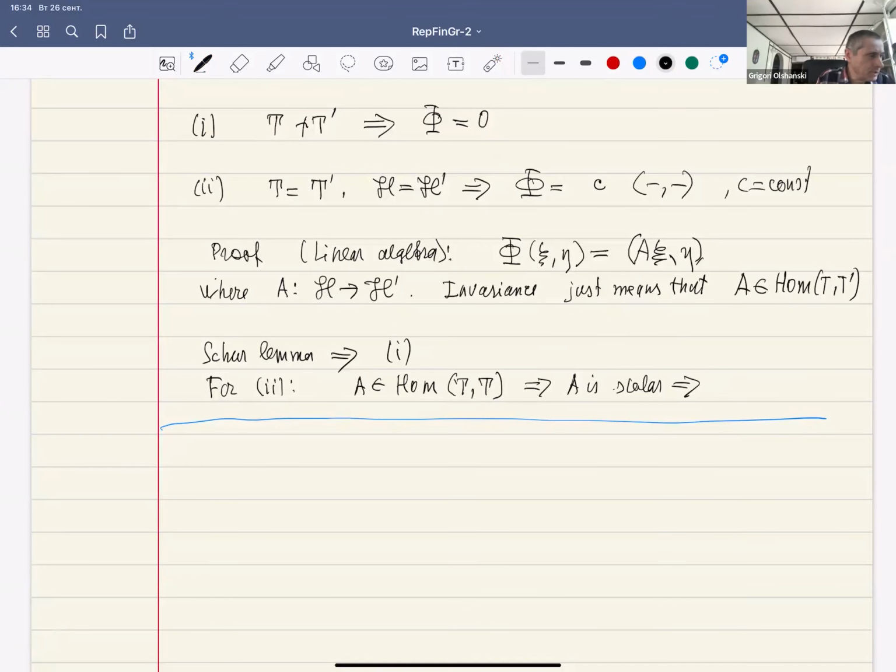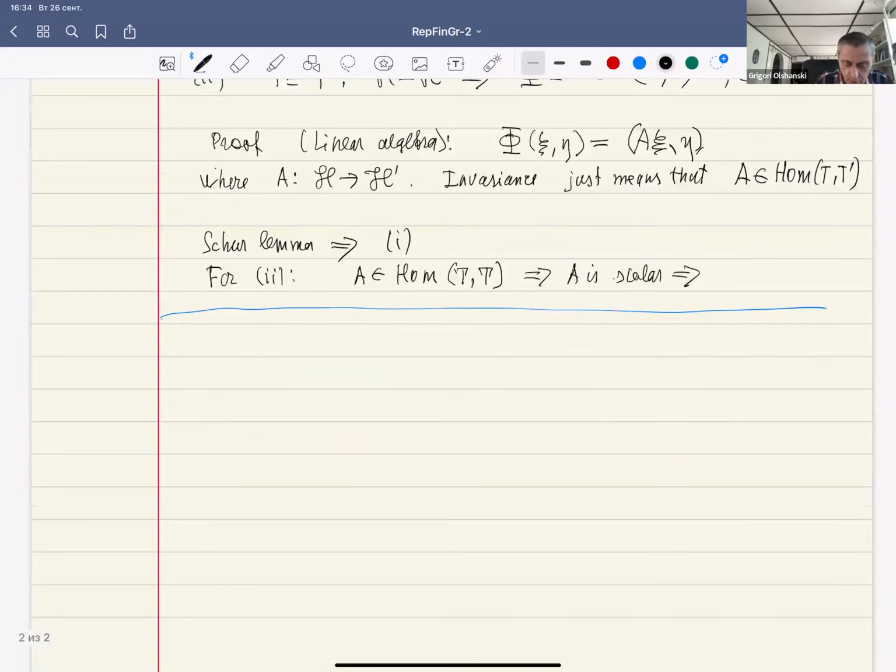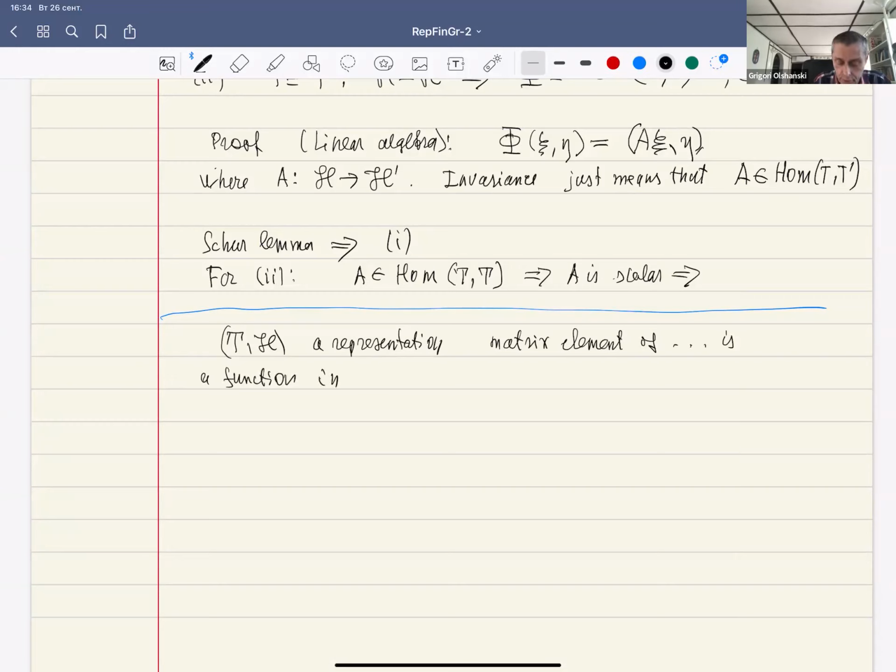Well, now I need a definition. So assume T, H is a representation. What is a matrix element? A matrix element of it is a function on the group, an element of the space of functions on our group, of the form as follows.